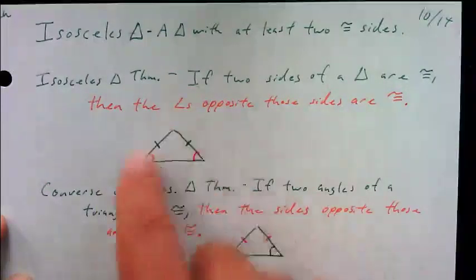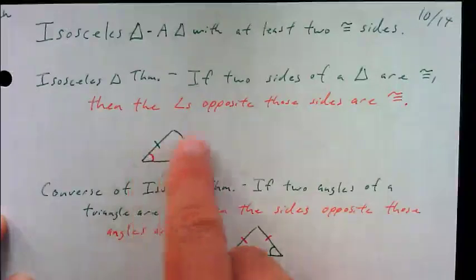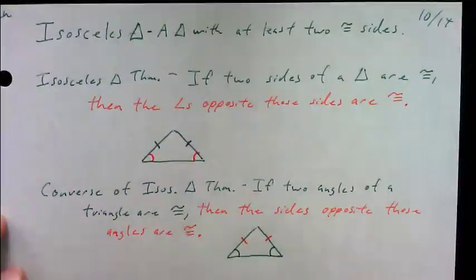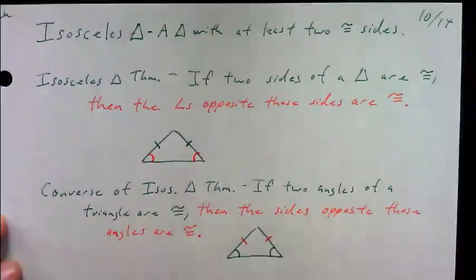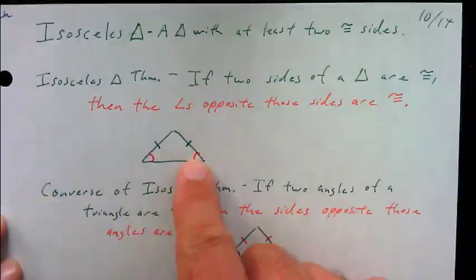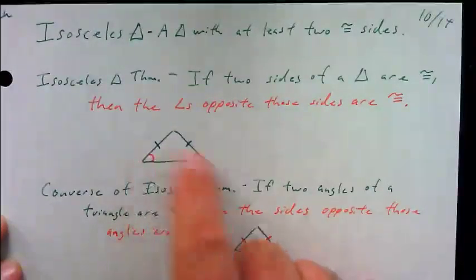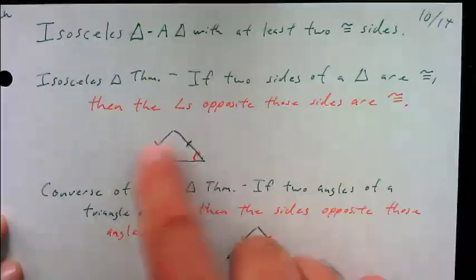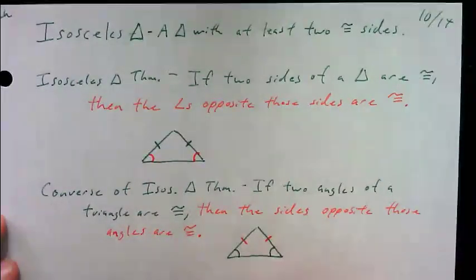We have our triangle in green, and we have the two congruent sides marked in green. So if we know we have an isosceles triangle, then the angles that are opposite those sides must then be congruent. So these two angles are congruent because they're across from those two sides.